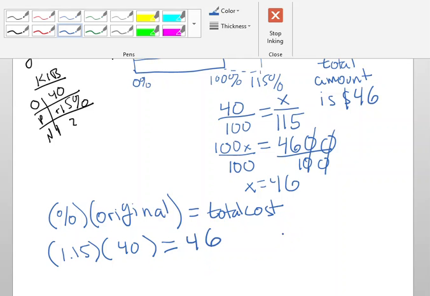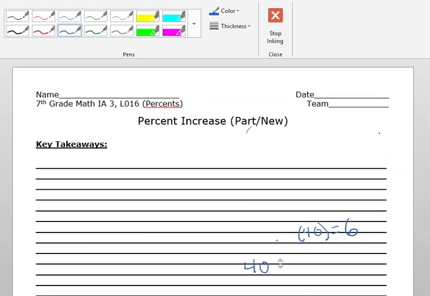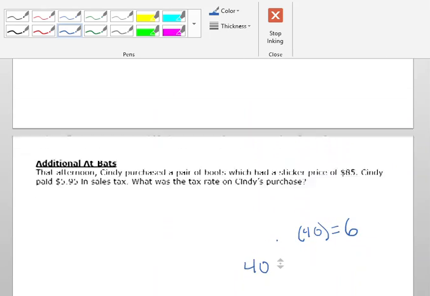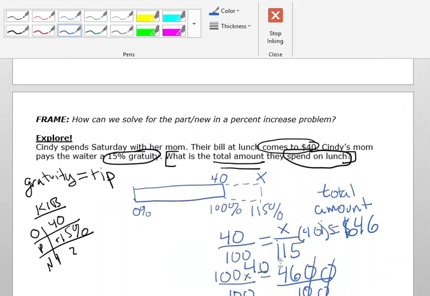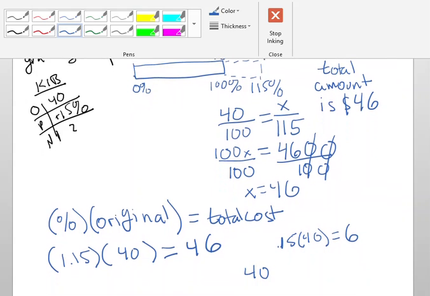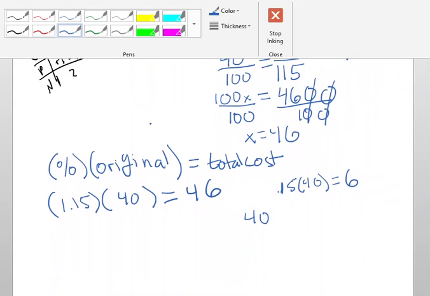I could also say 0.15 times 40, that's going to give me 6. And then I would do 40 plus, whoa, oh, I don't know how that happened. Sorry, guys. Okay, and then I would do 40 plus 6 to get that $46. So we just did that in a couple of different ways. I'm not going to overwhelm you. I'm going to continue just taking a look mostly at using the percent bar and the equation.